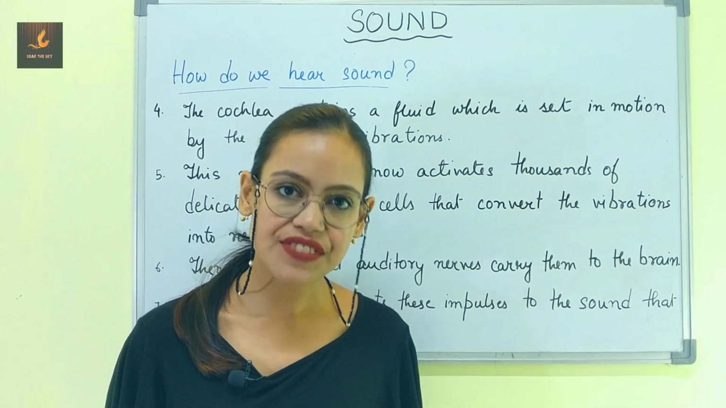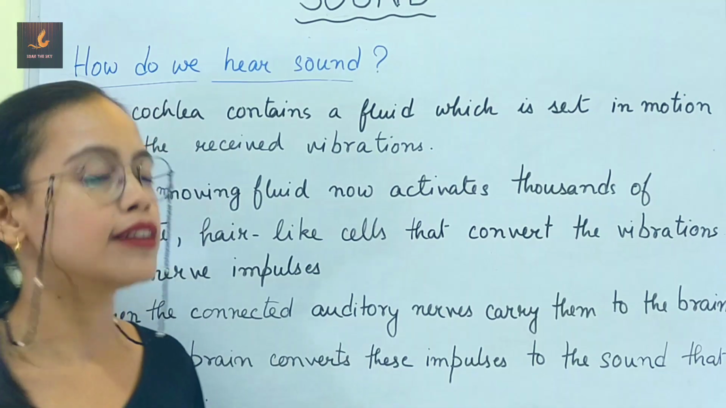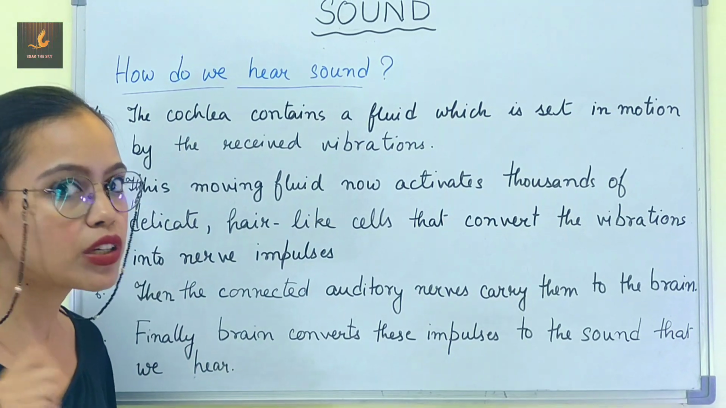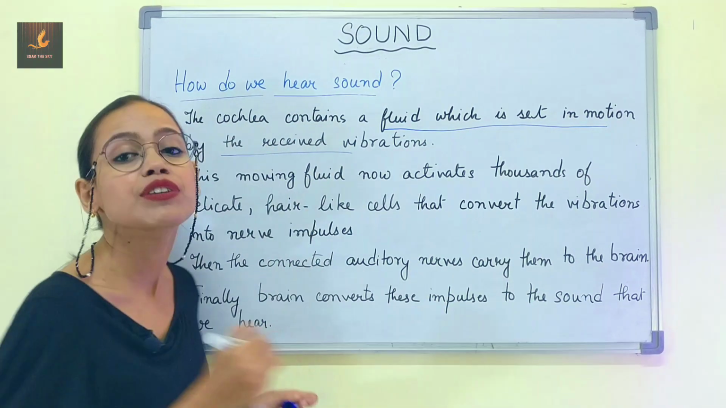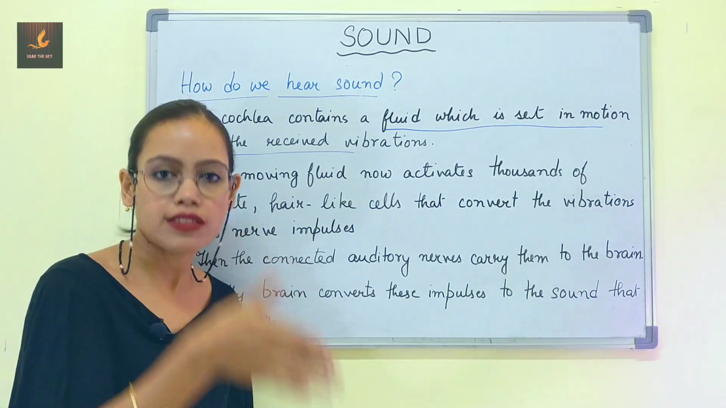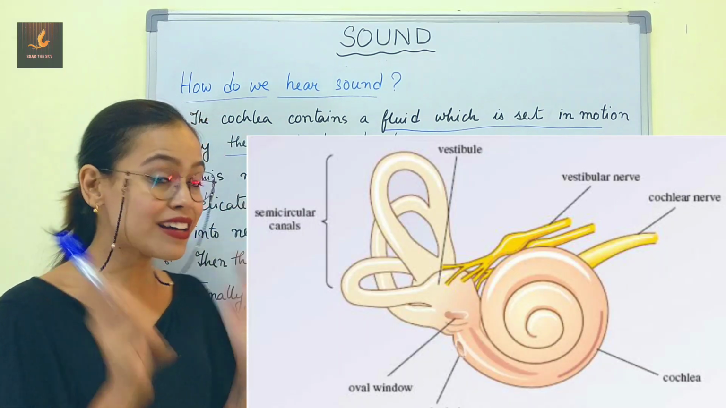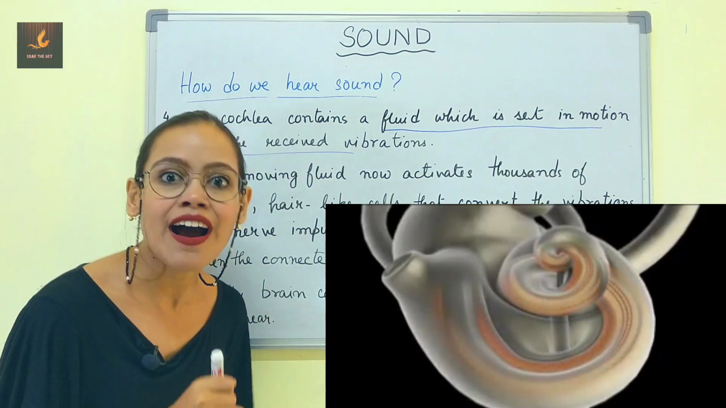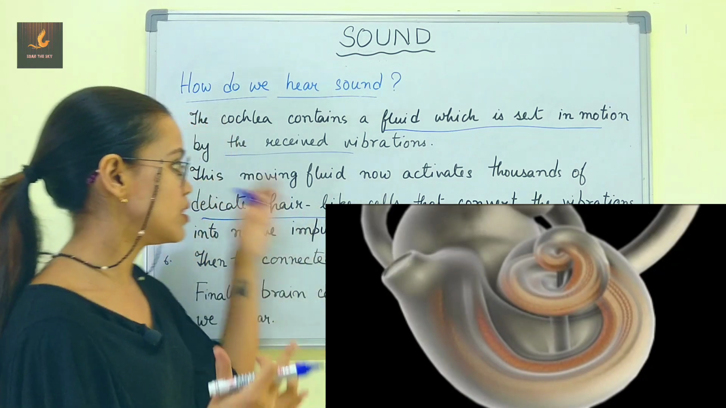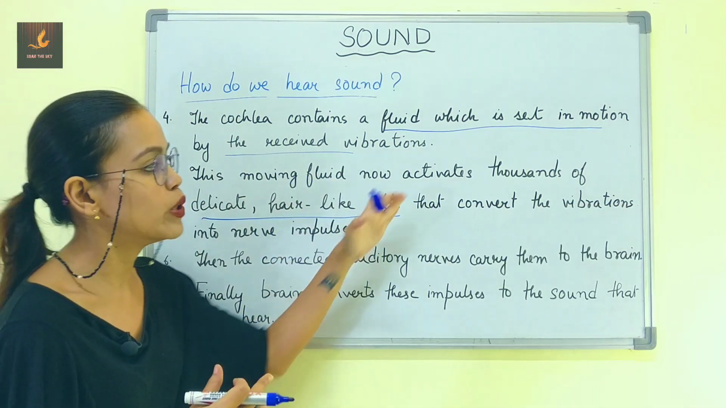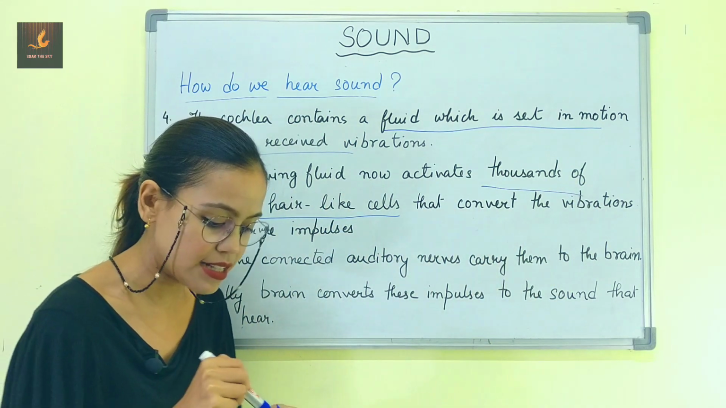After receiving these vibrations inside the inner ear or cochlea, a strange thing happens. What is that? The cochlea contains a particular fluid. This fluid is set in motion due to the received vibration. When the vibrations are received inside this fluid, the fluid starts moving, and as soon as it moves, fine delicate hair-like cells get activated. So the next point is this moving fluid activates thousands of delicate, fine hair-like cells.